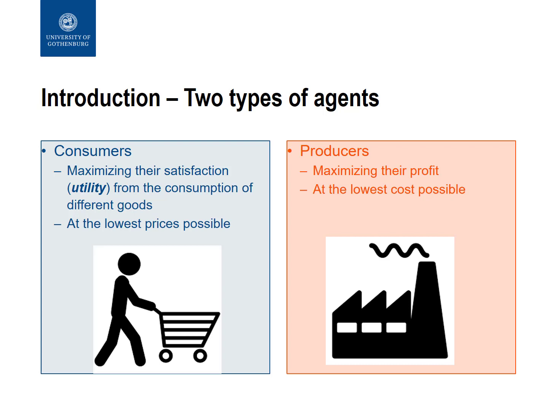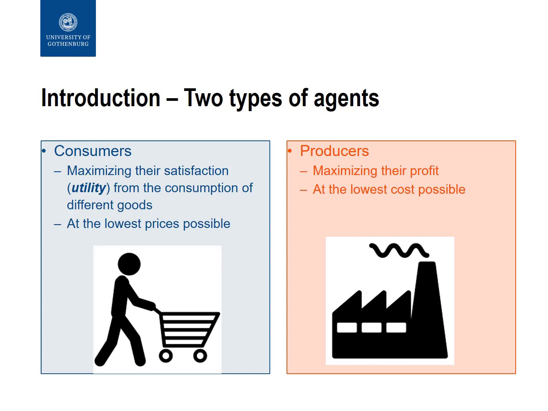Two different types of agents are worth mentioning before starting, and they will be the focus of economic theory. First, consumers have the objective to maximize their satisfaction. We call it utility in economic words. So they maximize their satisfaction or their utility from the consumption of different goods. They are therefore always looking for the goods and services they prefer at the lowest price possible.